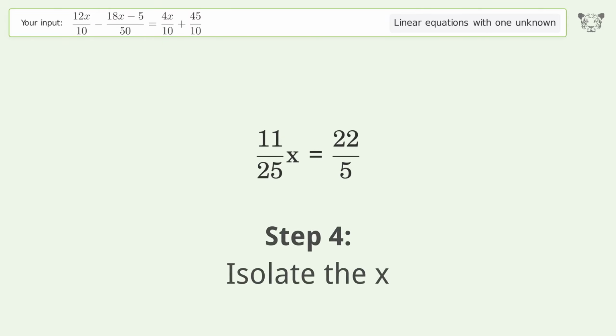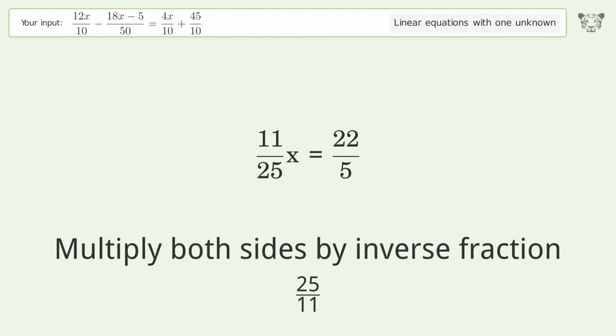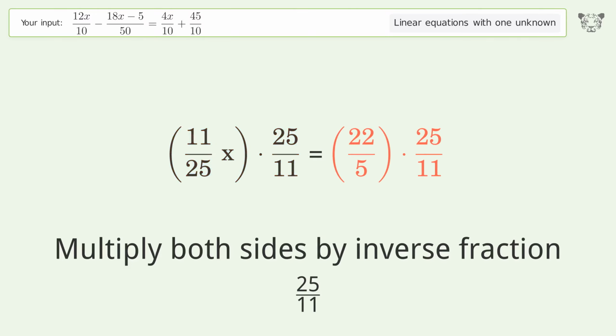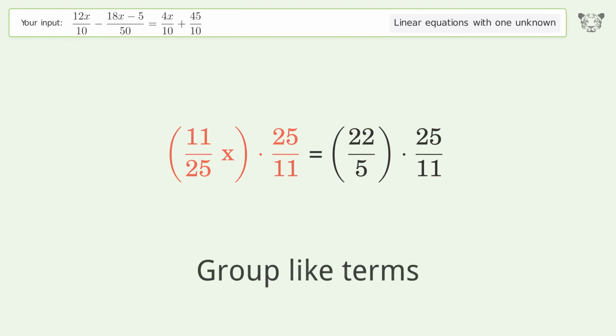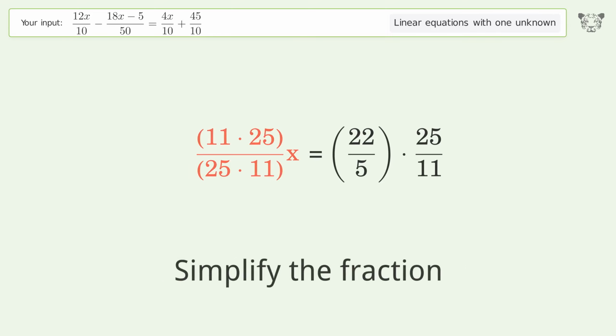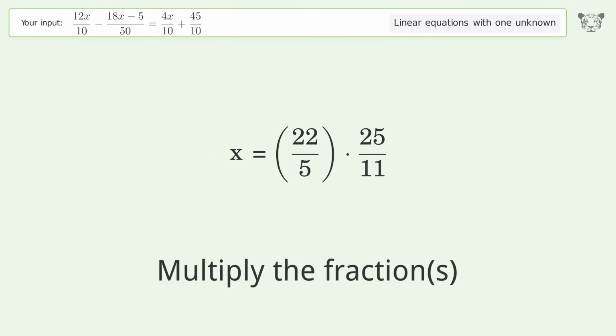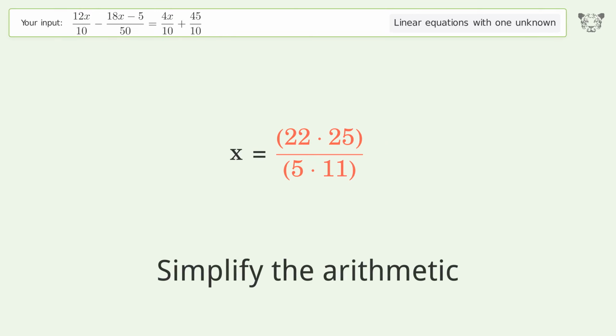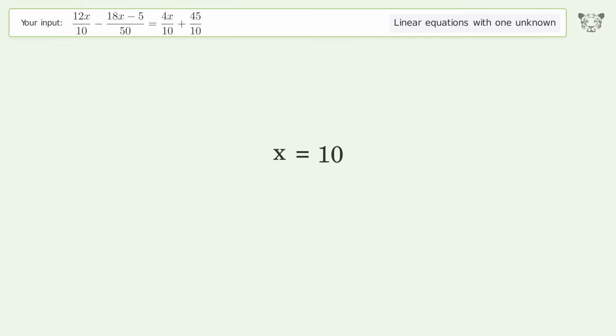Isolate the x. Multiply both sides by inverse fraction 25 over 11. Group like terms. Multiply the coefficients. Simplify the fraction. Multiply the fractions. Simplify the arithmetic. And so the final result is x equals 10.